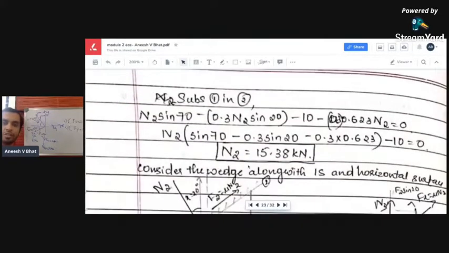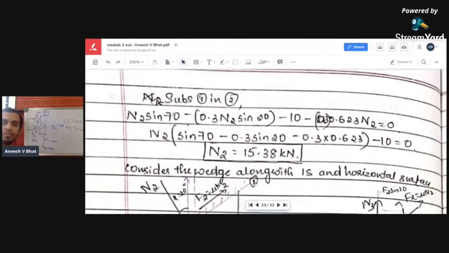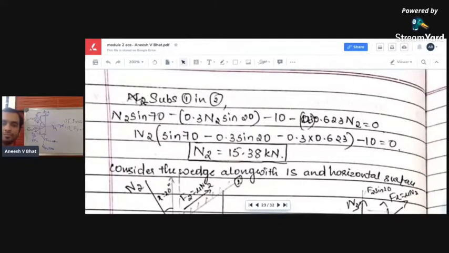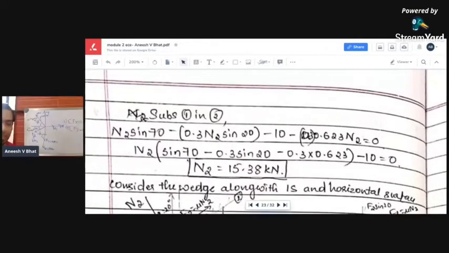Substituting equation 1 into equation 2, wherever you have N1, substitute 0.623 N2. If you do so, you'll get the value of N2. We'll get the value of N2 as 15.38 kilo.